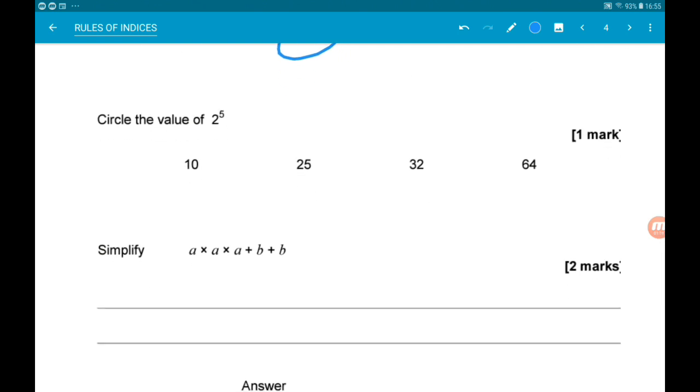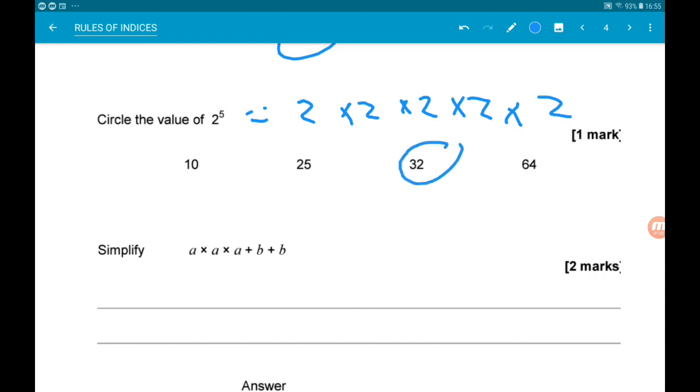Third one wants us to circle the value of 2 to the power 5. So this means 2 times 2 times 2 times 2 times 2, which is 32. So 32 is our guy.